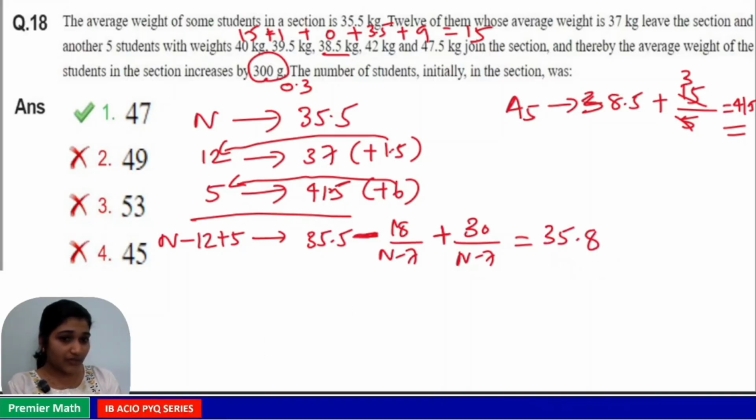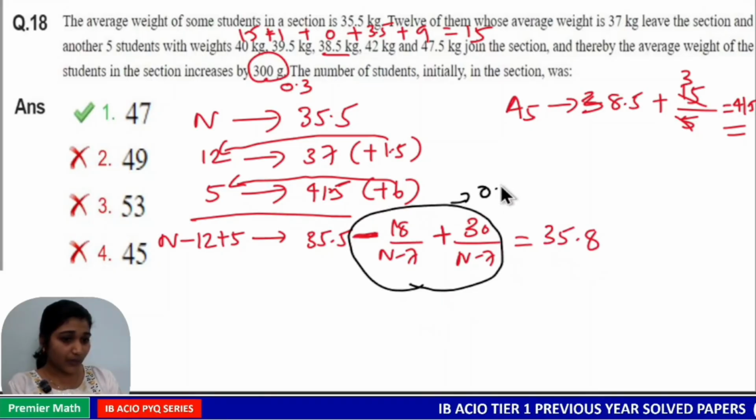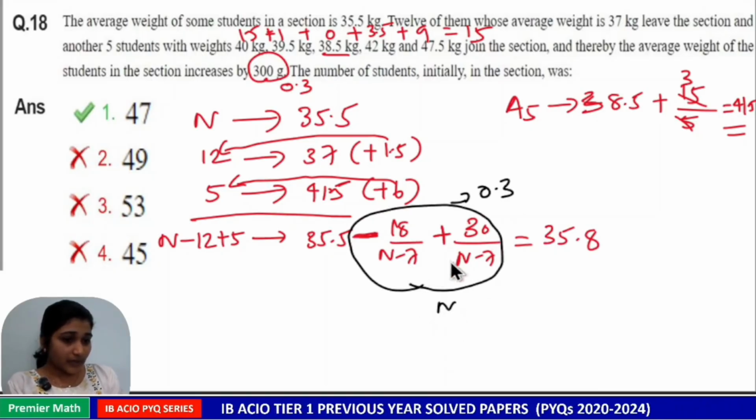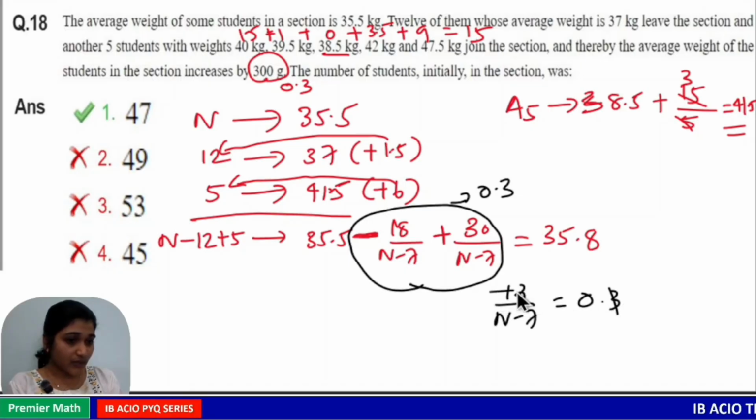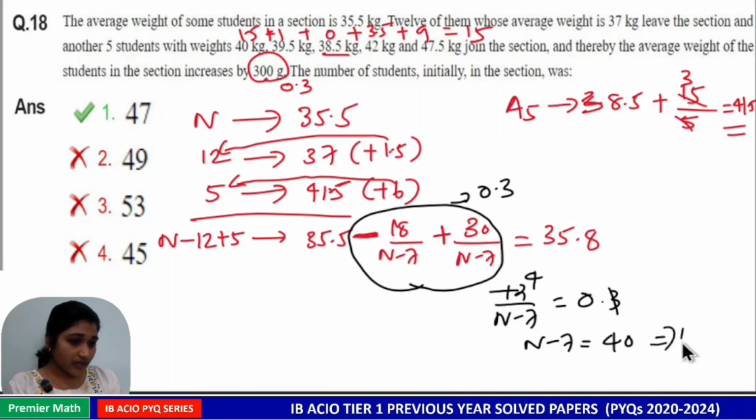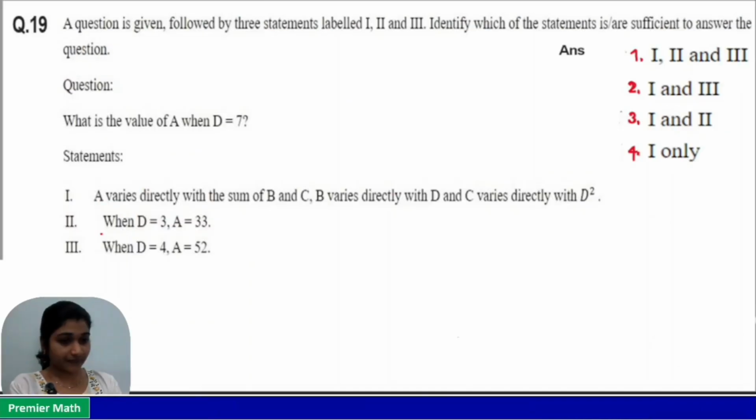Now difference between these two is the sum of these terms, which is equal to 0.3. Here denominator common. So 30 minus 18 is equal to 12. 12 divided by n minus 7 is equal to 0.3 means 3 goes 4 times in 12. 40 is equal to n minus 7. Then n is equal to 47.